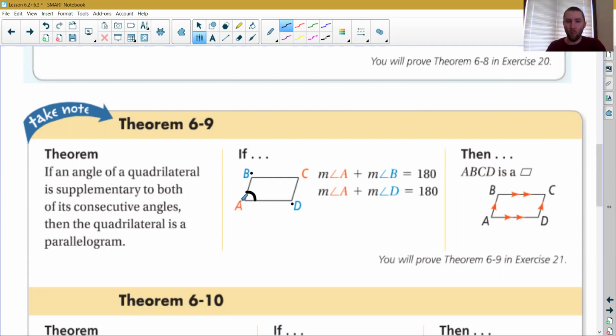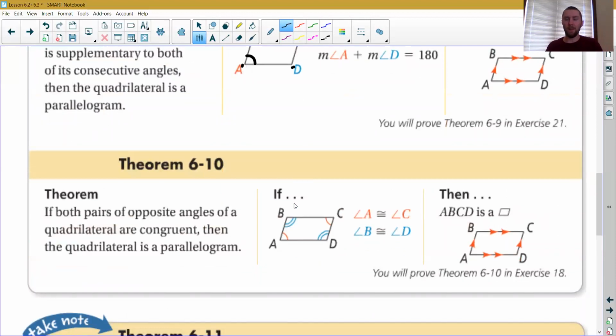So if for one of your angles, you know that it adds up to 180 with both of the ones next to it, right? So A with B and A with D, and you don't have to worry about angle C or anything else. You know for sure that that shape has to be a parallelogram, okay? So like I said, that's the reverse shortened version of parallelogram property 2.